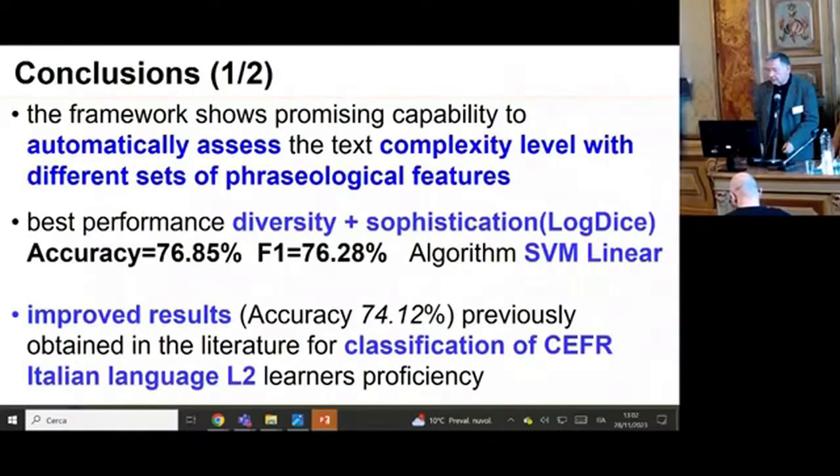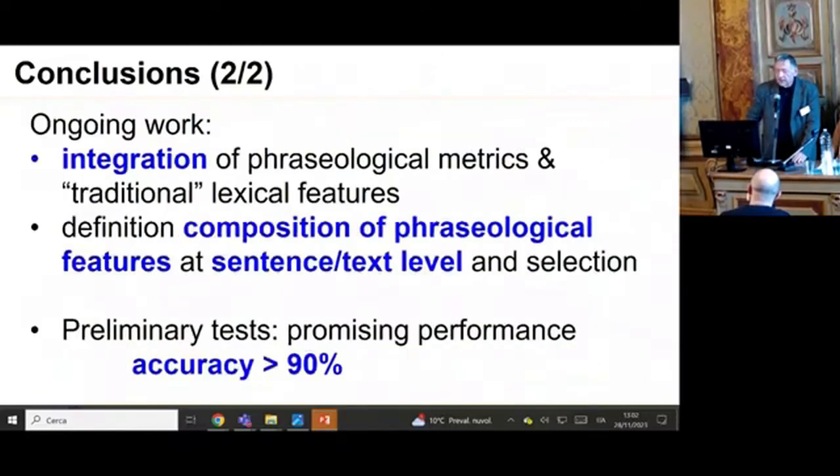I conclude directly. The framework, as I show, has a promising capability for assessing automatically. We have obtained best performance for diversity plus sophistication and SVM algorithm. And we approved previous results in the literature.